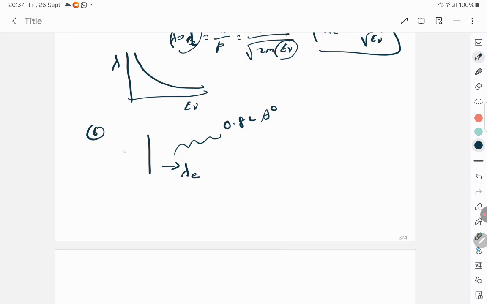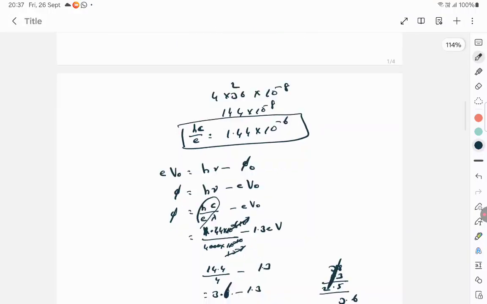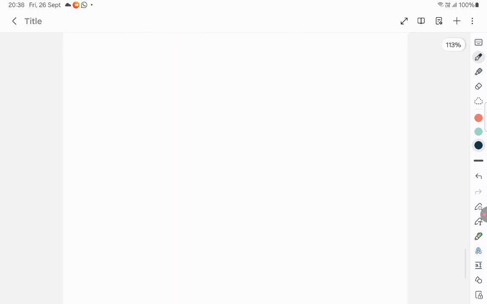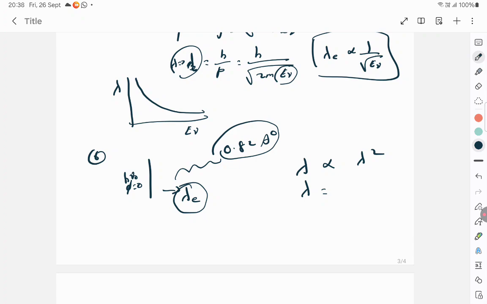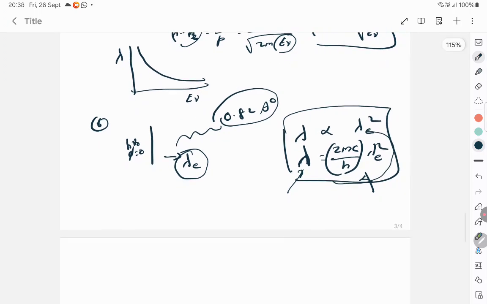The moment you neglect the work function of the surface, there is a direct relationship between the wavelength of the electron and the wavelength of the incident light. We just saw that lambda, the wavelength of the incident light, is proportional to lambda e square, and there is a constant, 2mc by h. There is a relationship that we have already proved: lambda = (2mc/h) into lambda e square. If you could memorize this, where this is the lambda of the electron and this is the lambda of the incident wavelength, then it becomes very easy for you.